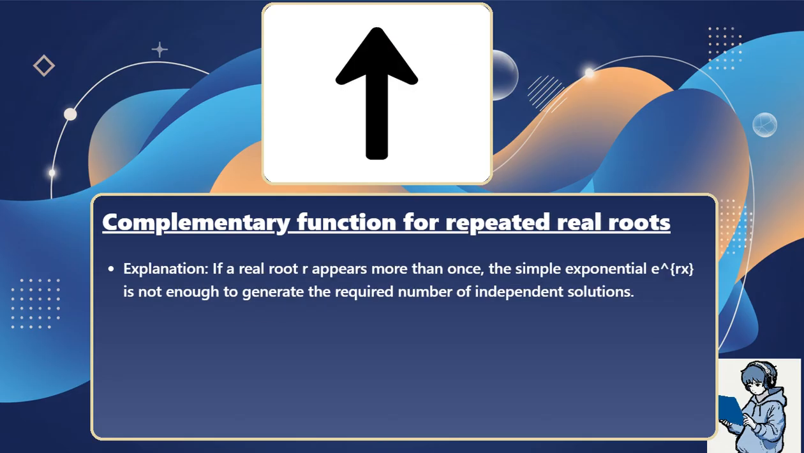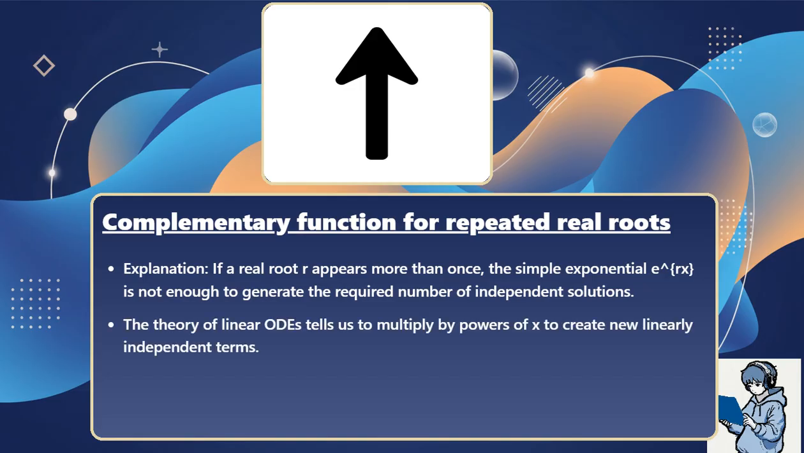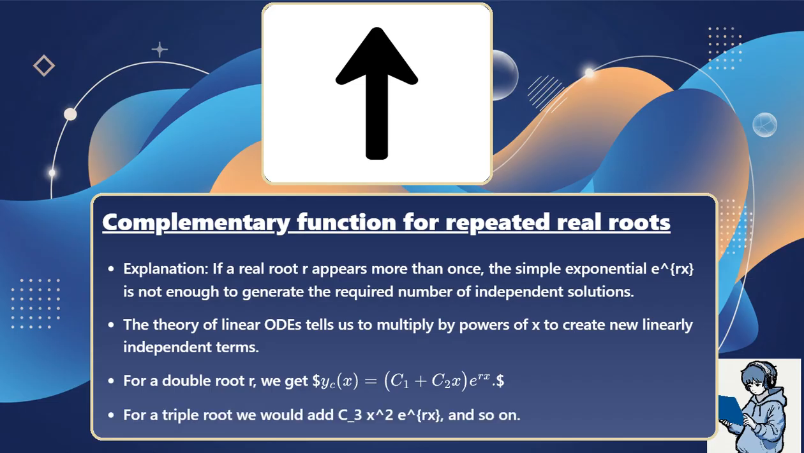If a real root r appears more than once, the simple exponential e^(rx) is not enough to generate the required number of independent solutions. The theory of linear ordinary differential equations tells us to multiply by powers of x to create new linearly independent terms. For a double root r, we get y_c(x) equals (c1 plus c2 x) e^(rx). For a triple root, we would add c3 x squared times e^(rx), and so on.